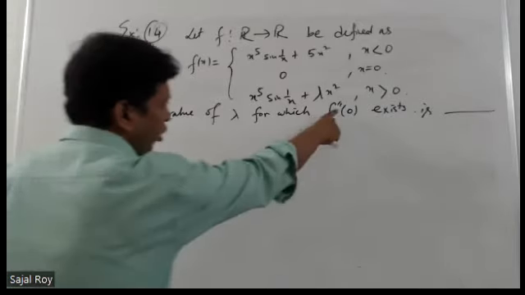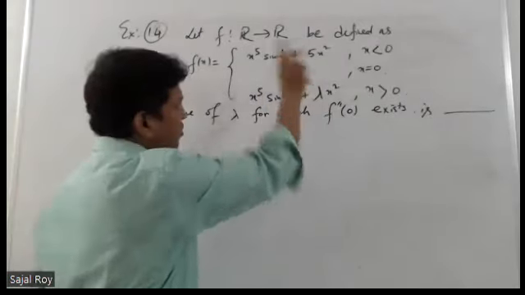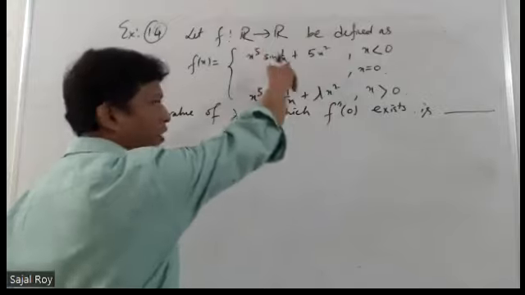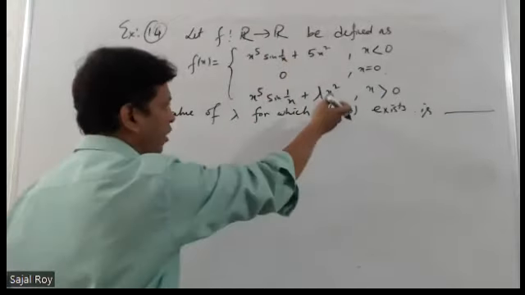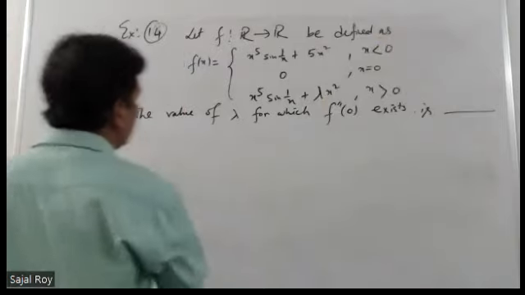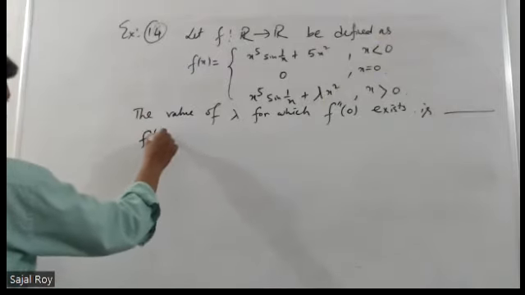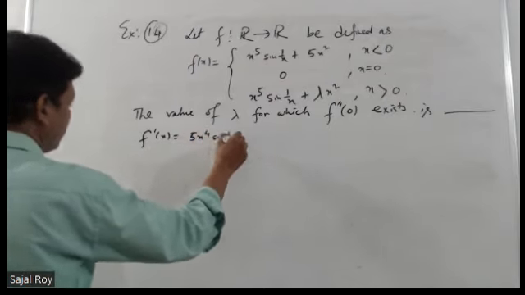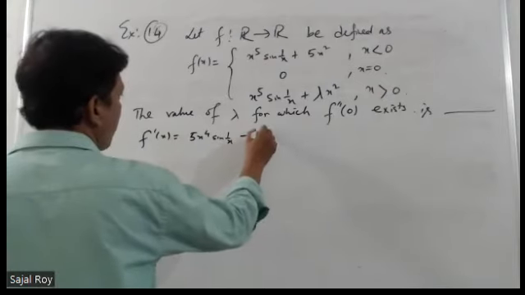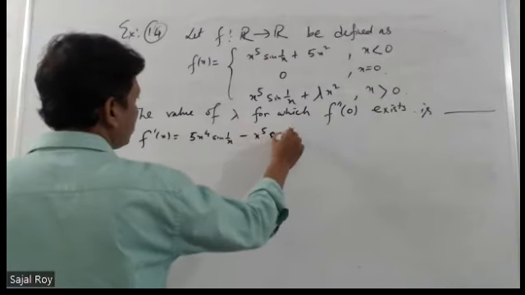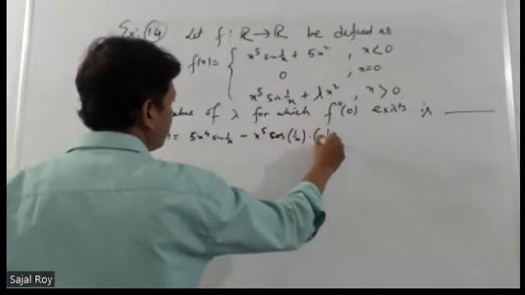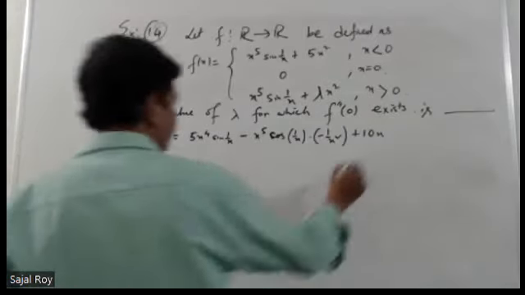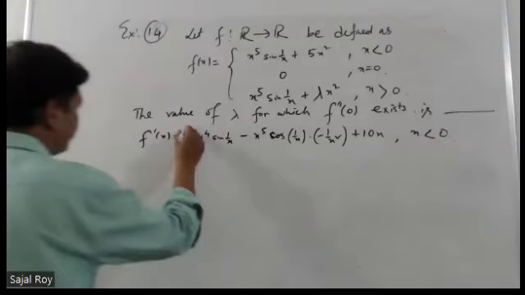So it's talking about the second order derivative. That means the first order derivative exists. If the second order derivative exists, then the first order derivative exists. So let us find out f dash x.